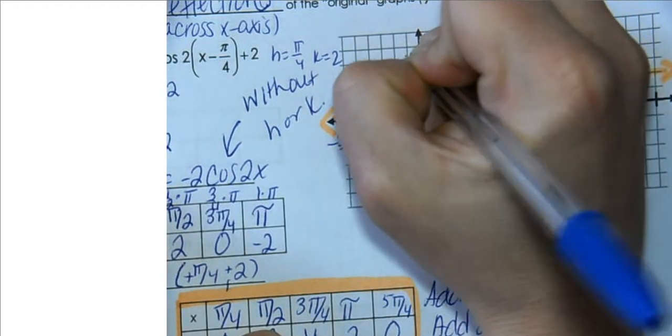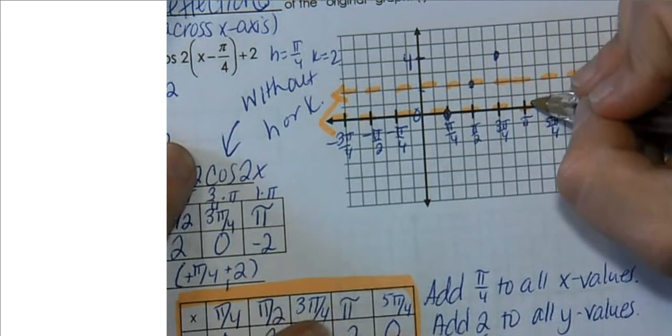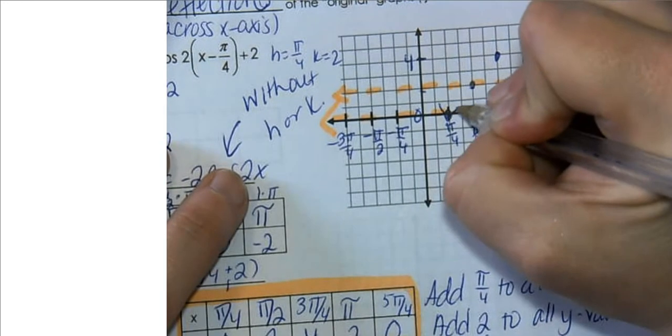So I label that as well. So now I'm going to start by plotting my points. I'm going to go with pi over 4, 0. Pi over 2 goes up to 2. 3 pi over 4 goes up to 4. Pi goes to 2. And 5 pi over 4 goes to 0. And what I have just graphed here is one full cycle of cosine.